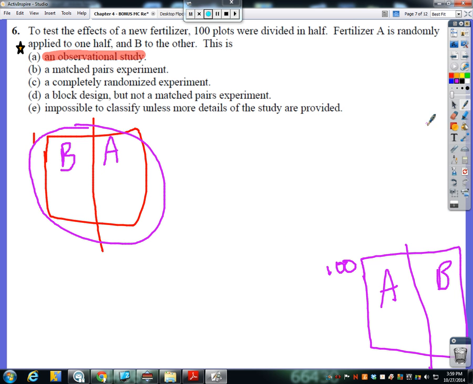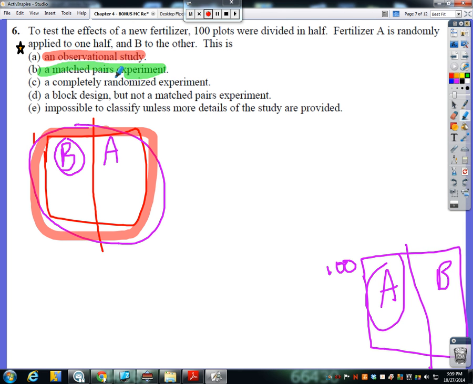Now, what we're going to be able to do is to compare A with B within each plot. So there might be some difference between plot 1 and plot 100, where maybe B works better in plot 1 or within the first 10 plots, and maybe A works better towards the end of the plots. We don't really know the differences there. So there's a potential lurking variable with some confounding going on. So I would definitely say this is a matched pair experiment. Within each plot, we can compare one fertilizer to the other.